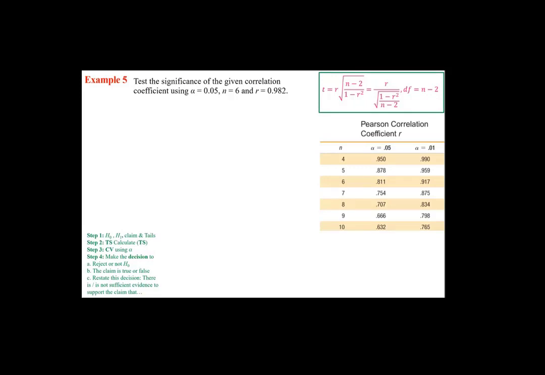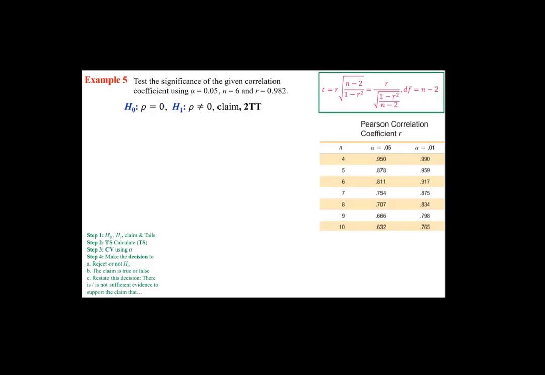The very first step, as you know, is H0 and H1. H0 rho equals 0, H1 rho is not equal to 0. And if you're interested in checking for a relationship, we are claiming that H1 is true and that is always a two-tailed test. So this would be your H0 and H1 always.